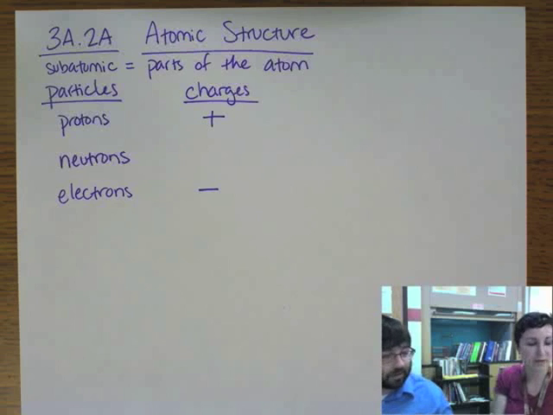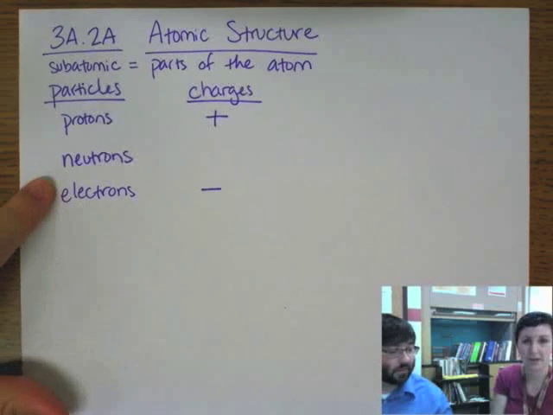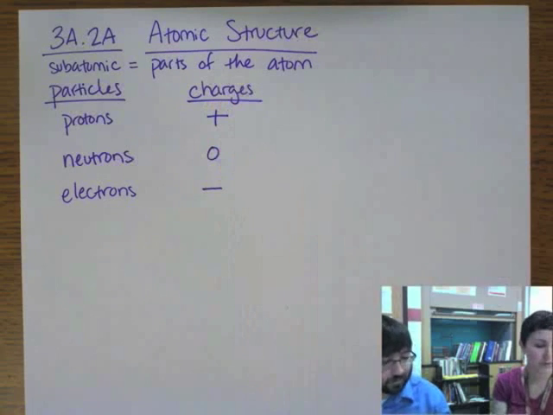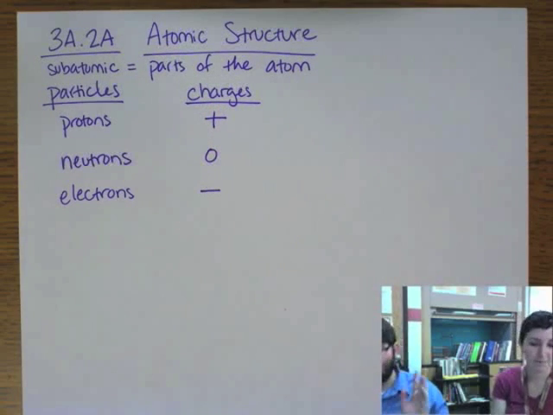Okay, I got you. What about the neutrons? What charge do they have? Well, neutrons, just like their name, are going to be neutral. So 0, they're neutrally charged, so they don't contribute to any charge. Okay. No charge at all.